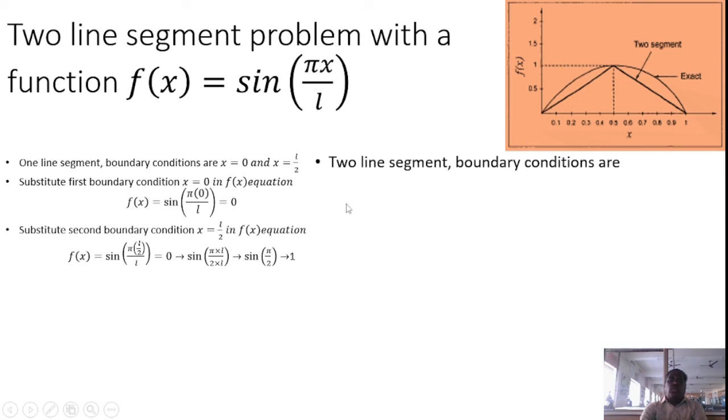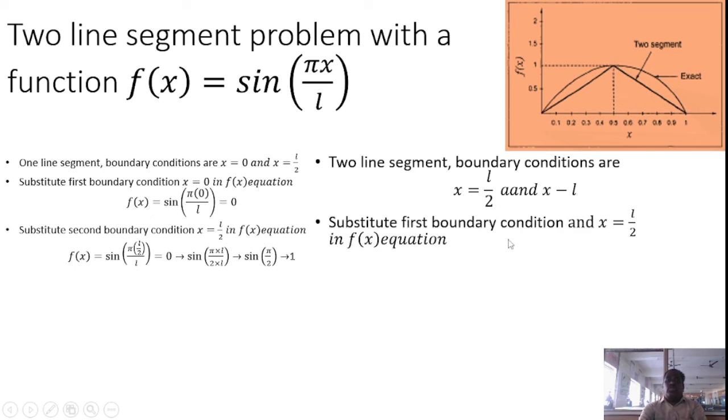For the second line, the boundary conditions start from L by 2 and end at L. So substitute the first boundary condition, x equal to L by 2, in the f of x equation. What happens? f of x is equal to sin of pi into x, where x is replaced by L by 2 divided by L, which means sin of pi into L divided by 2 into L. Now I can cancel the L of the denominator and the L of the numerator. From this I get sin pi by 2, which is sin 90 degrees.